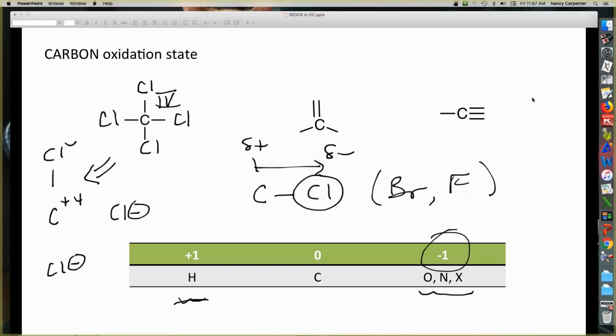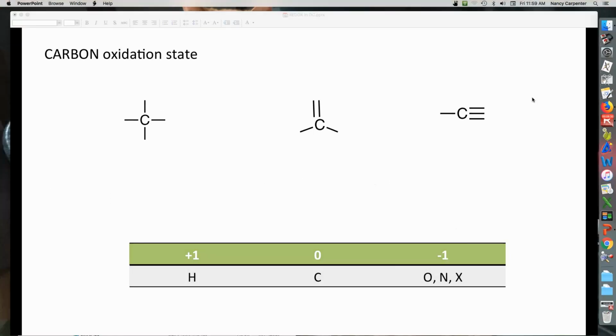All right. Now, these are not ionic bonds. Carbon doesn't really have a +4 charge on it, but assigning these oxidation states and looking at the change in oxidation states in a chemical reaction helps us determine what kind of reagents to use. And we'll get through some examples here in a minute.